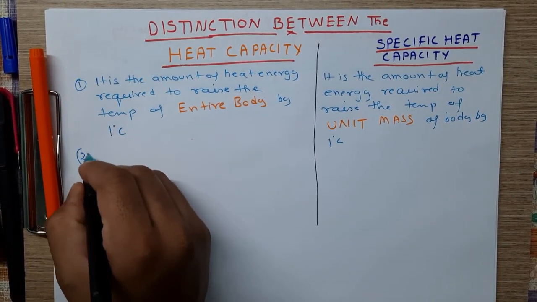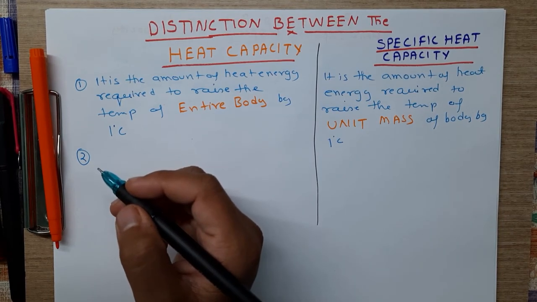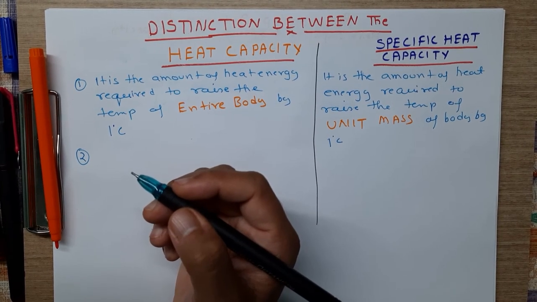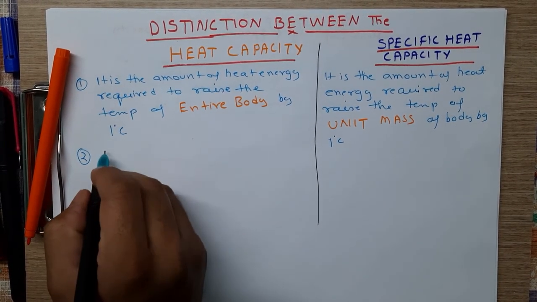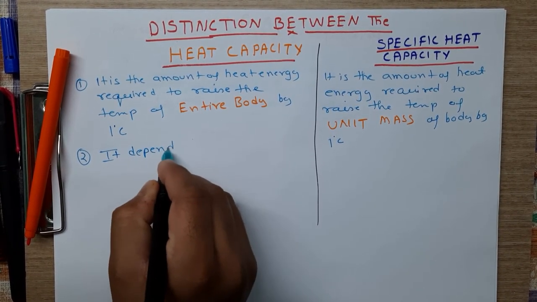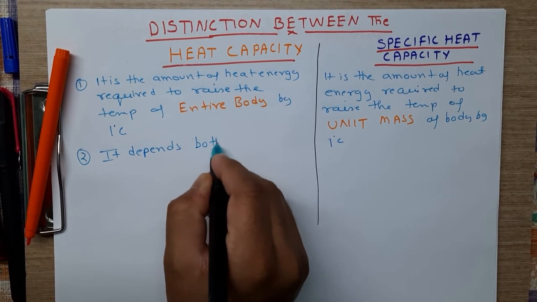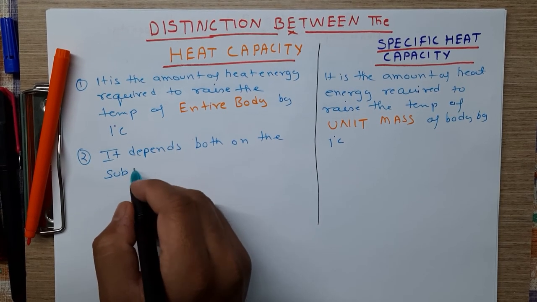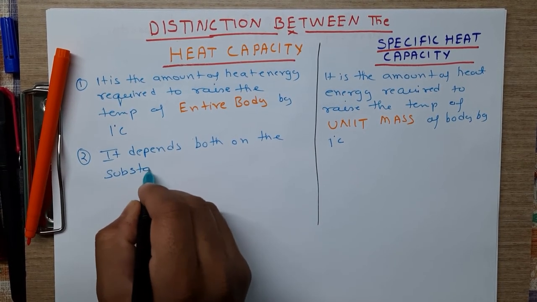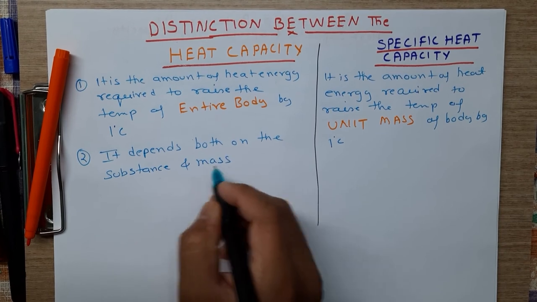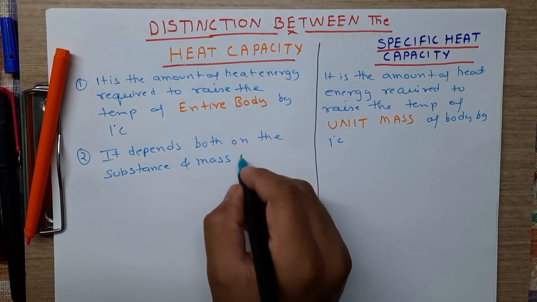Now the second difference: in case of heat capacity, it depends both on substance and mass of the body, right? So more the mass of the body, more is its heat capacity. Let me write this as well. In case of heat capacity, it depends both on the substance, whether it is copper or iron, and the mass. It totally depends upon the substance and mass of the body.